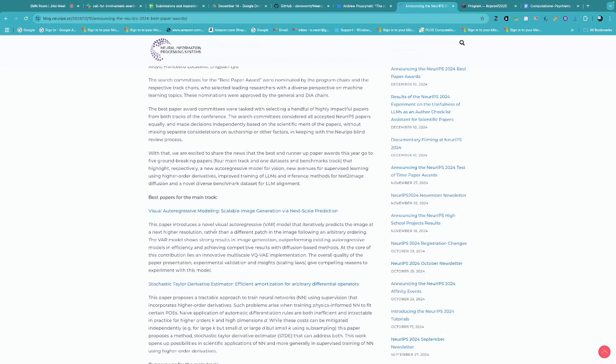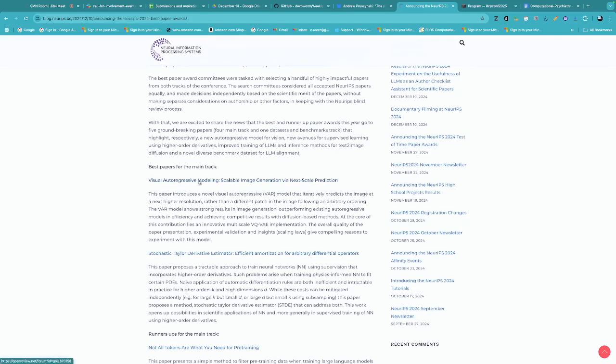So the best papers for the main track, the first one here is Visual Autoregressive Modeling, Scalable Image Generation via Next Scale Prediction. So this is where they're using visual autoregressive models, and these are models that iteratively predict the image at a next higher resolution rather than a different patch in the image following an arbitrary ordering. So this is the novel visual autoregressive model. The VAR model shows strong results in image generation, outperforming existing autoregressive models in efficiency and achieving competitive results with diffusion-based methods.